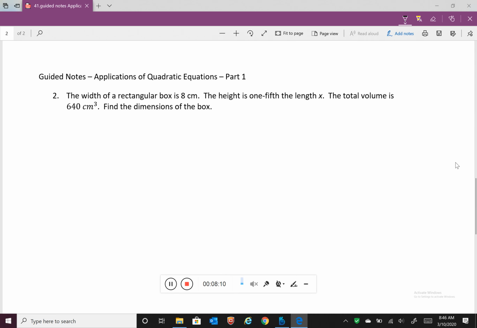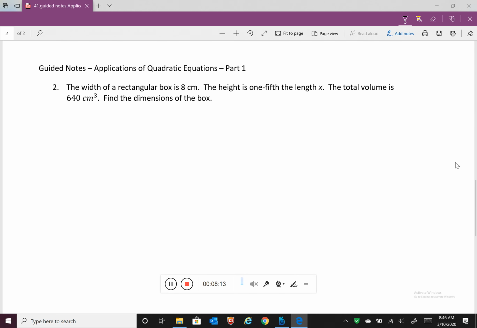Our next example, we are given that the width of a rectangular box is 8 centimeters. Now let's take a moment and think about what a rectangular box actually looks like. So this is not a rectangle, that's different. A rectangle is 2-dimensional. A rectangular box is 3-dimensional. So we'll think about the fact that this box is based upon a rectangle, but it is 3 dimensions.